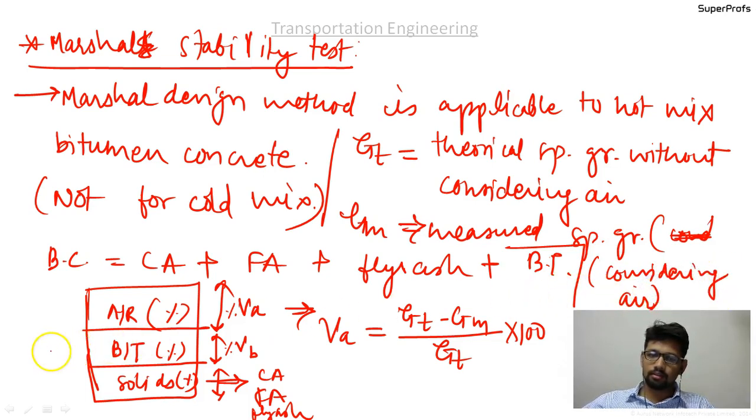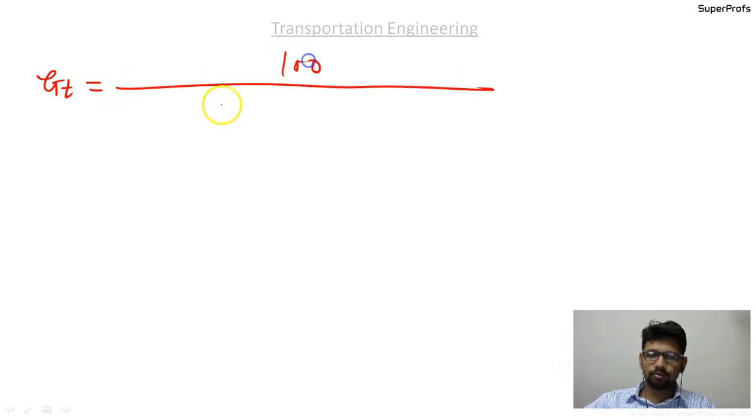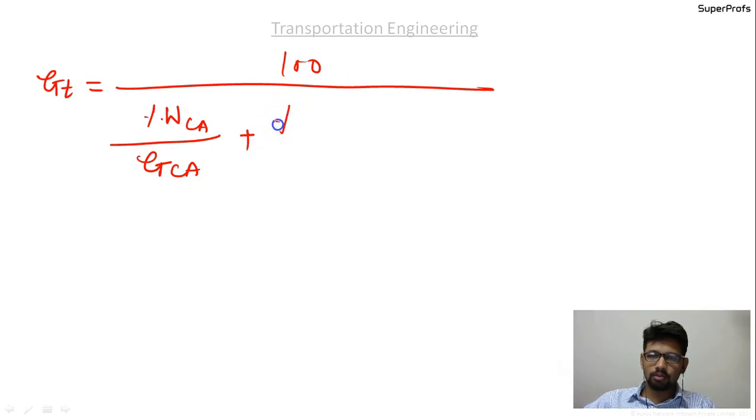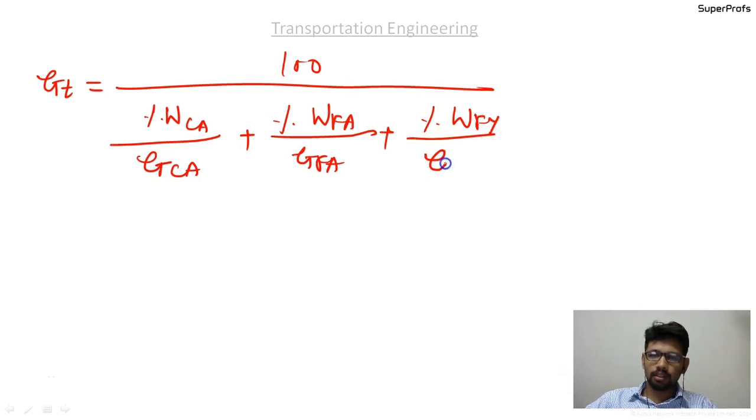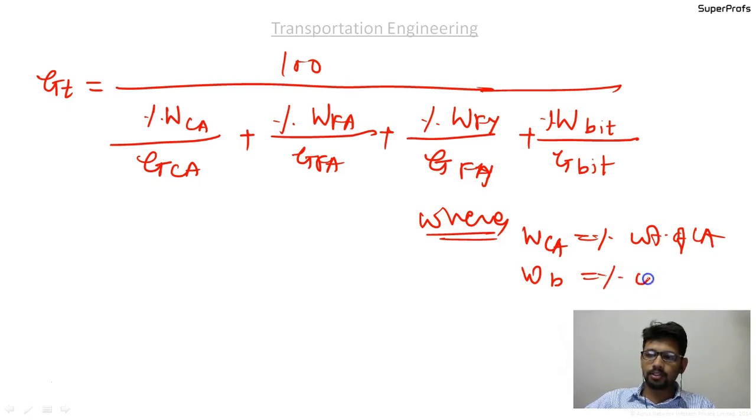Since we are using percentages, the theoretical specific gravity will be given as 100 upon percentage weight of coarse aggregates upon specific gravity of coarse aggregates, plus percentage weight of fine aggregates upon specific gravity of fine aggregates, plus percentage weight of fly ash upon the specific gravity of the fly ash, plus percentage weight of bitumen upon the specific gravity of bitumen, where WCA is the percentage weight of coarse aggregate and WB is the percentage weight of bitumen.